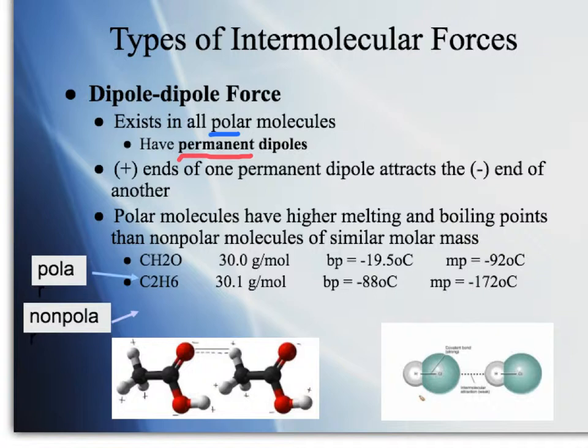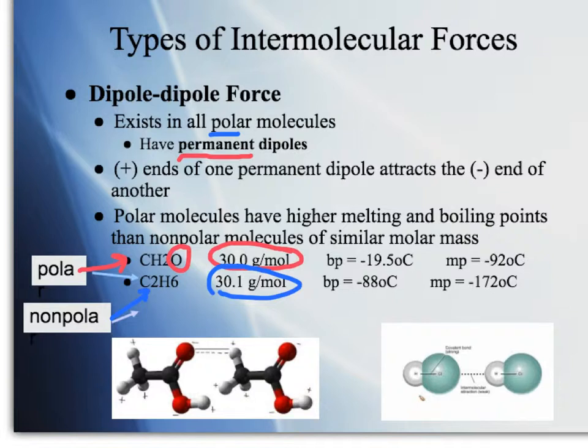So we can see here, this slide has gone a little wonky. We have polar and nonpolar. We can see that these two molecules are of similar molar mass. CH2O is 30 grams per mole, and C2H6 is about 30 grams per mole. But we can see that CH2O has an O here, which is very electronegative, and so that's going to make it polar. And C2H6 does not have any strongly electronegative atoms, so that is going to be nonpolar.